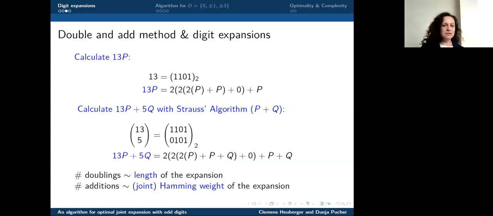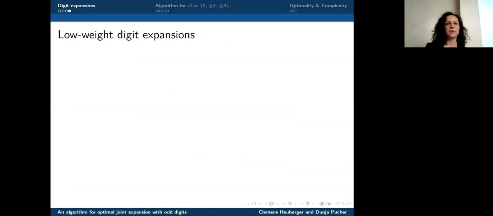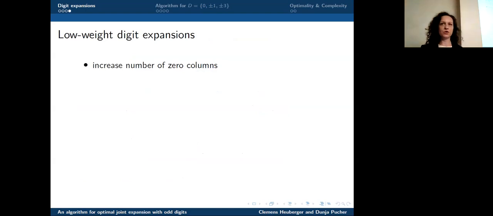So the number of doublings we cannot reduce, because this is just how binary expansions work, or expansions with basis 2. So we concentrate on the reduction of the number of additions. And this means the reduction of the joint Hamming weight of the expansion. And such reductions lead to so-called low-weight digit expansions. So the goal is to reduce the joint Hamming weight, or in other words, to increase the number of 0 columns, because when we have a 0 column, we do not have to make an addition.